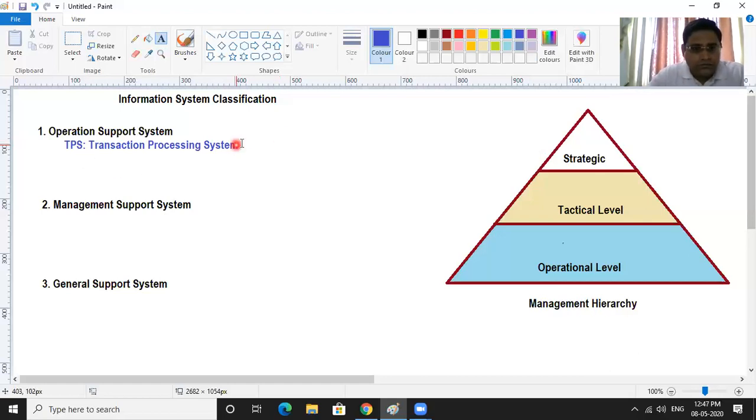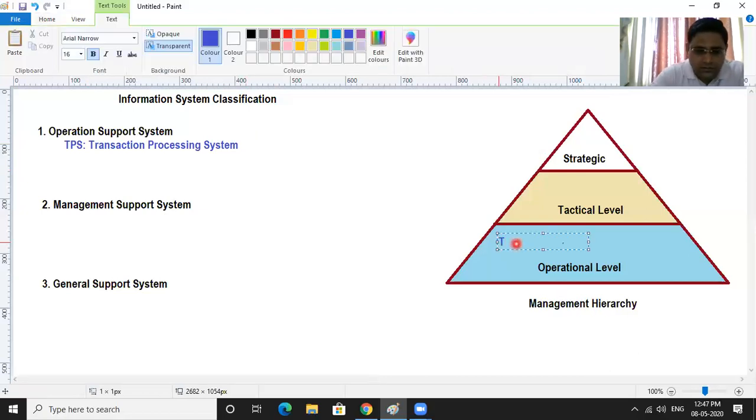Now, we can add TPS over here as well. This is TPS. TPS is serving here at the operational level.